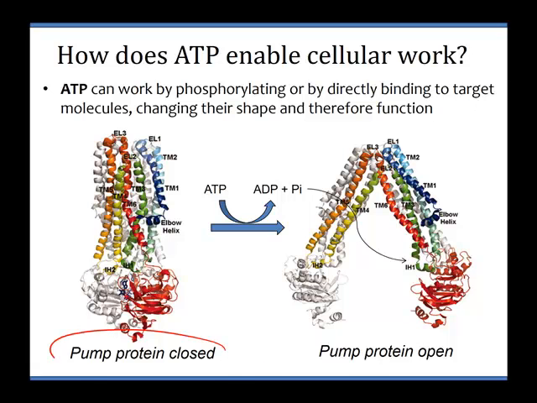Here's an example. Here's a pump protein, active transport, right? Right now it's closed. Pump proteins are found in the cell membrane. We just see the protein here. We don't see the cell membrane. But if it was there, there would be. Okay, there's our cell membrane.